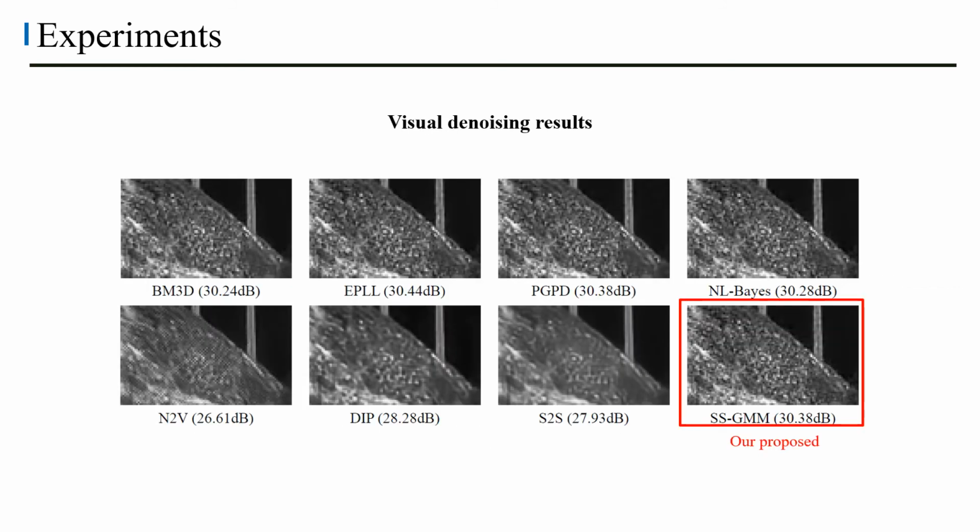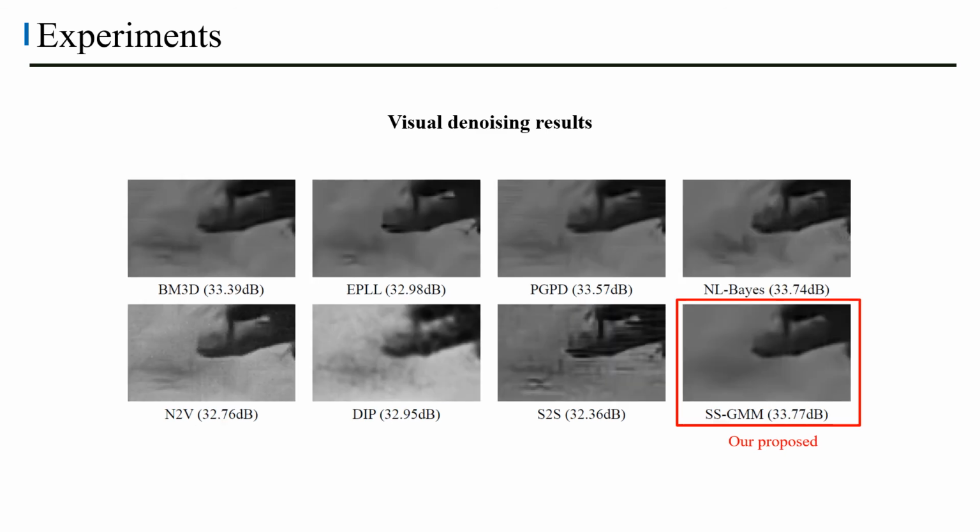There are several visual results. As one can see, the results recovered by N2V, DIP, and S2S are heavily over-smooth. In this figure, the result recovered by ours is the only one that does not have obvious artifacts.